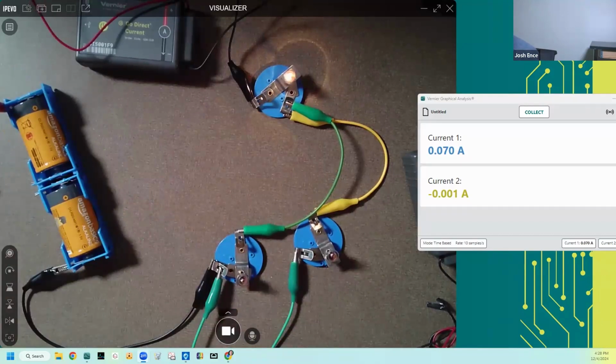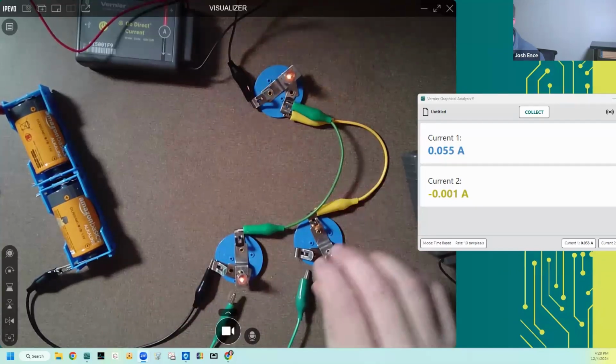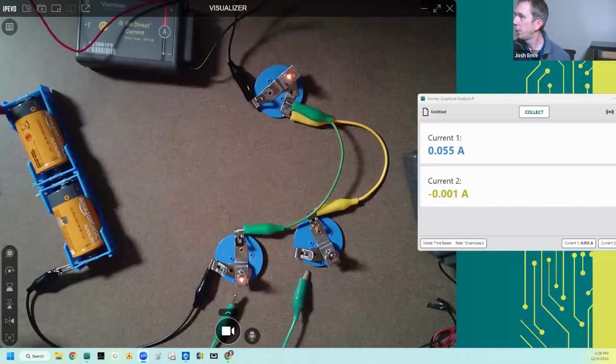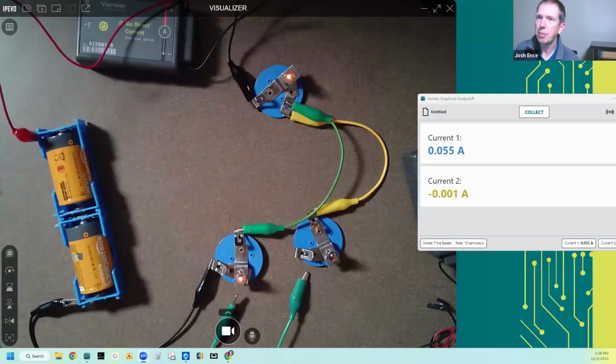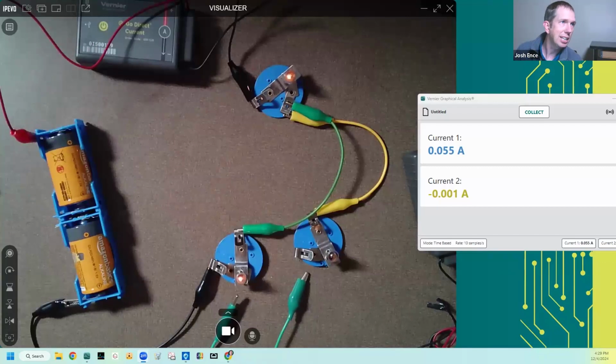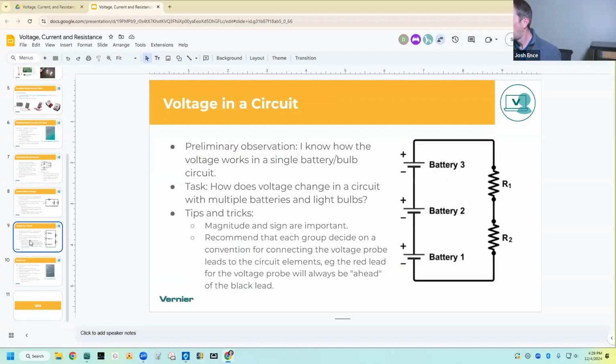The last activity takes advantage of the fact that these batteries have a plus and a minus on them. That's something students are going to discover right away, especially if they're playing around with things and building these circuits themselves. They might ask, what does that plus and minus mean? And up to this point, we haven't talked about voltage at all. So this next activity is all about voltage and how that voltage changes throughout the circuit.